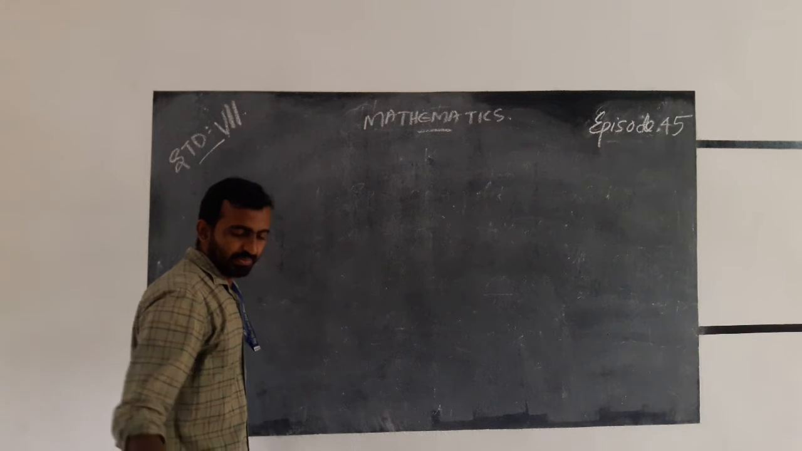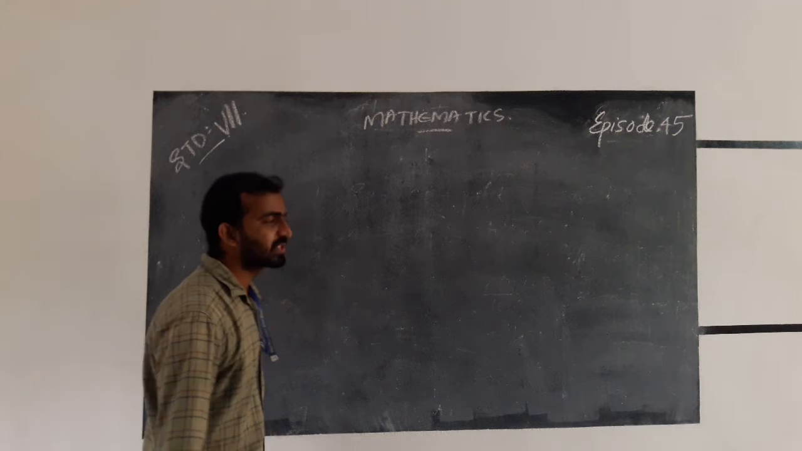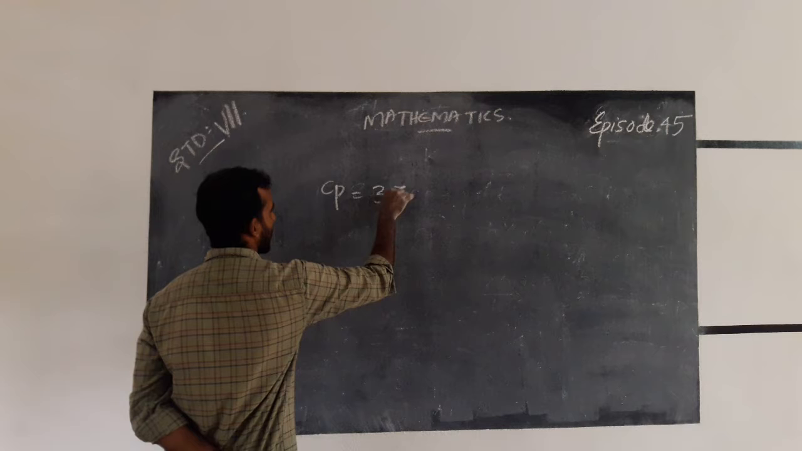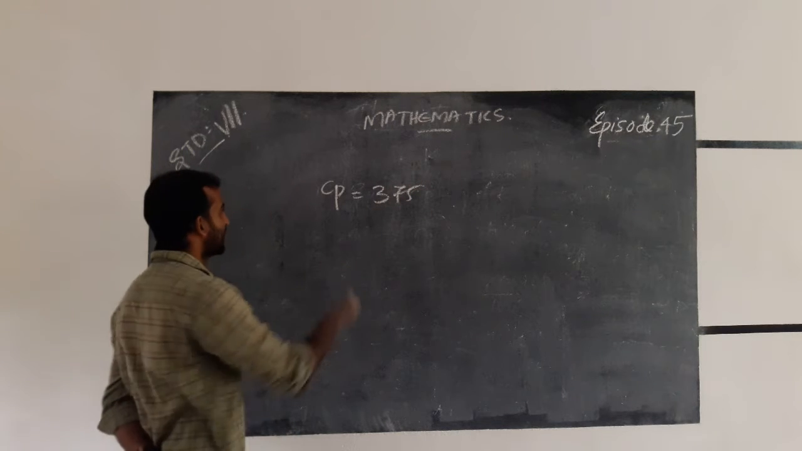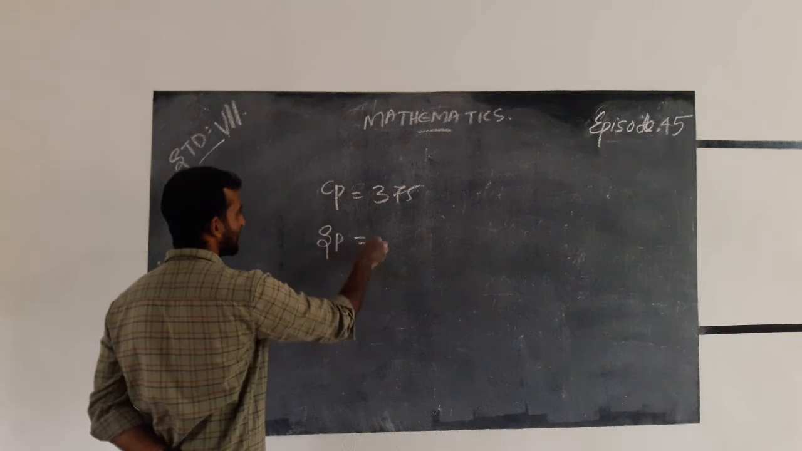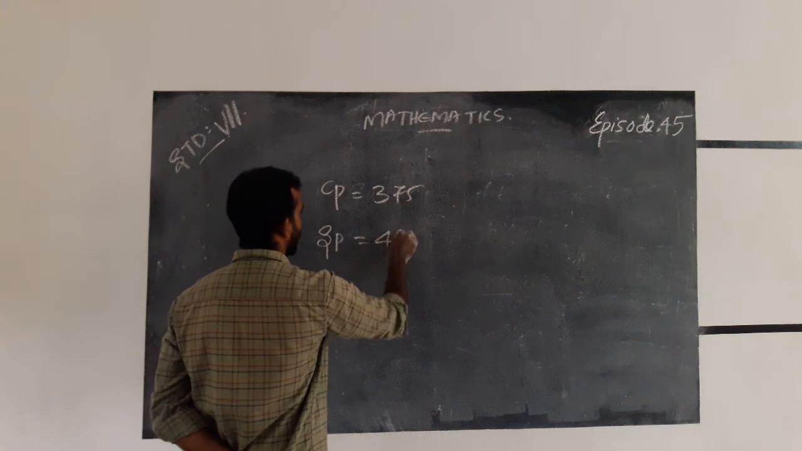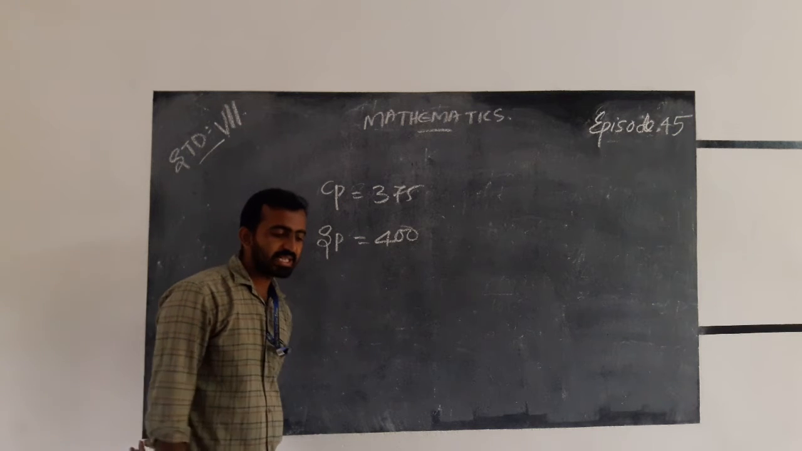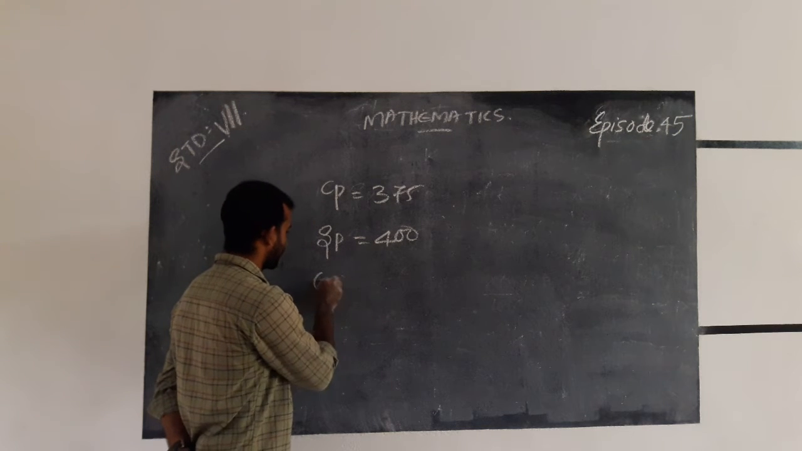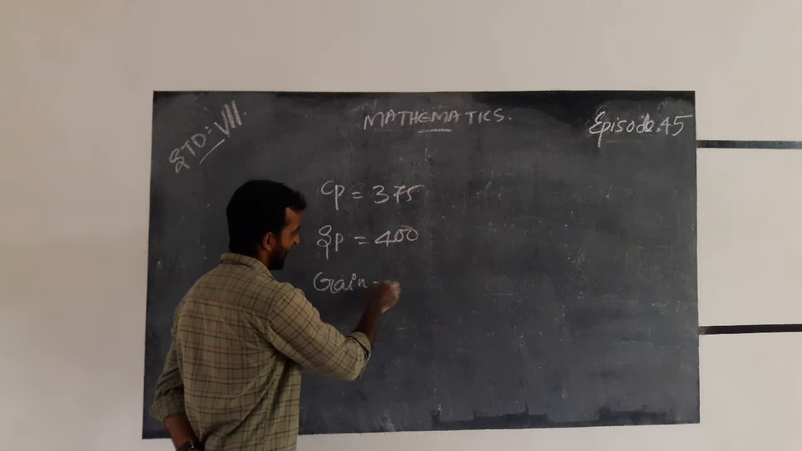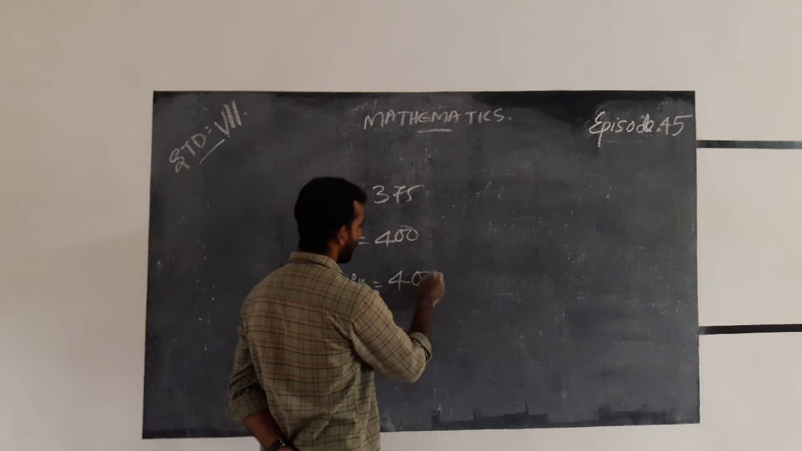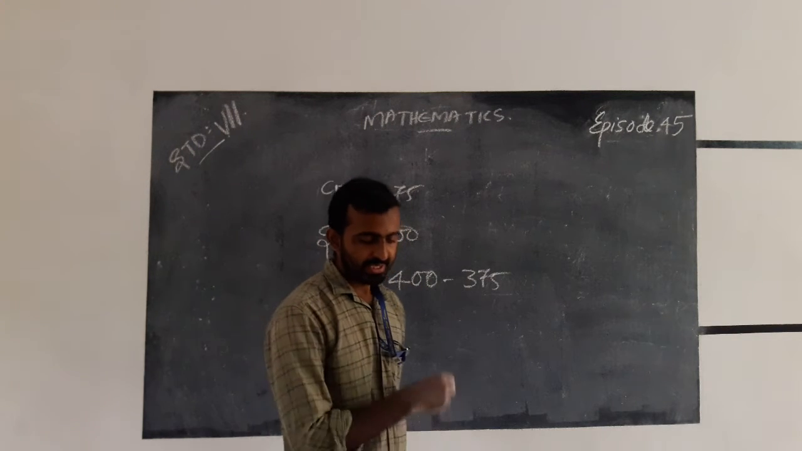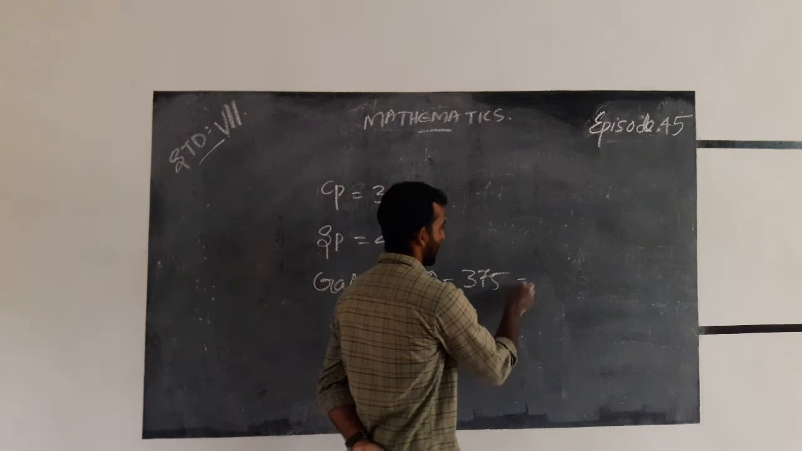For the solution, we can first write the cost price of the chair is 375. And what is the selling price? That is 400. Then gain, what is gain? Gain equals 400 minus 375. That is, we get 25.